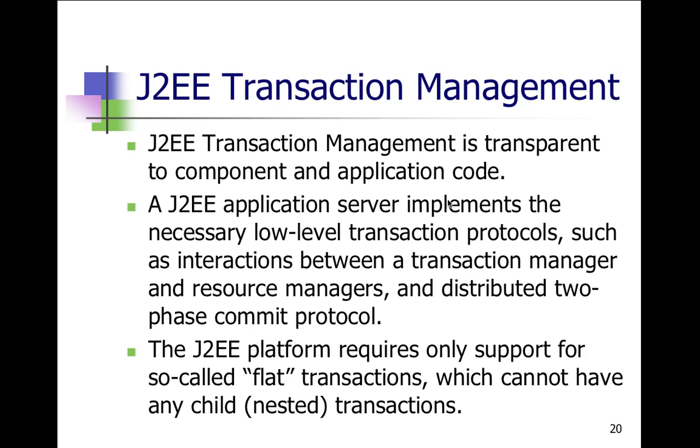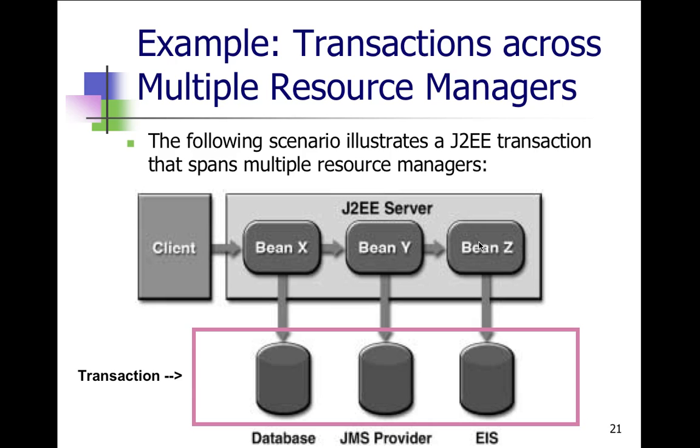So an application server implements necessary low-level transaction protocols, interactions between the transaction managers and resource managers, and the distributed two-phase commit protocol. It requires only support for the so-called flat transactions, which cannot have nested transactions or child transactions inside of them. This would be like a transaction having a transaction inside of it. Can't do it. From a higher level transaction manager perspective, you're lucky if you can support the high-level transaction. If you go down deeper into sub-transactions that are nested inside, no way. Not without creating another transaction manager for each one of them.